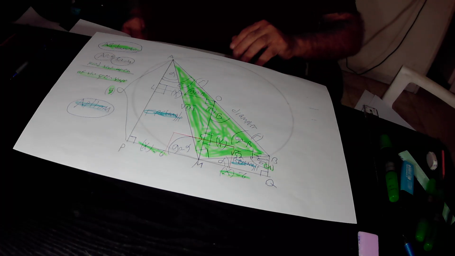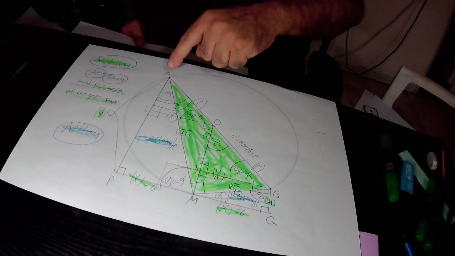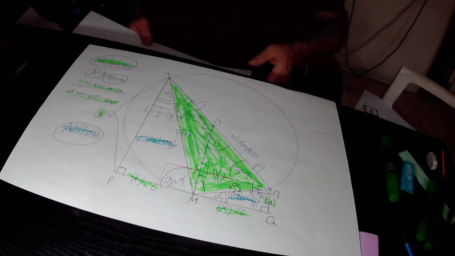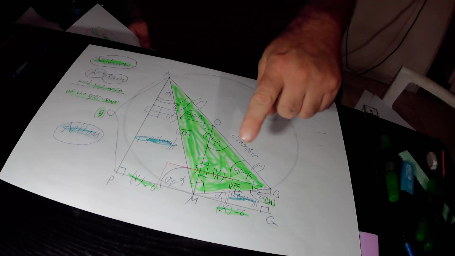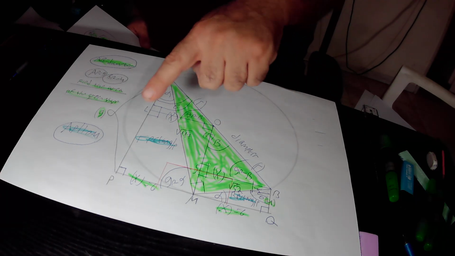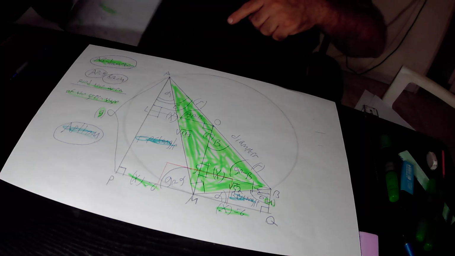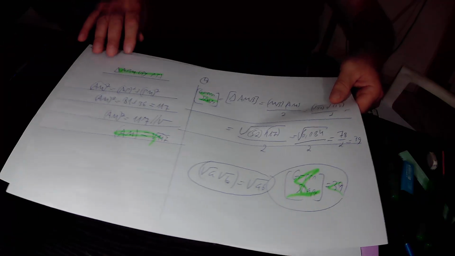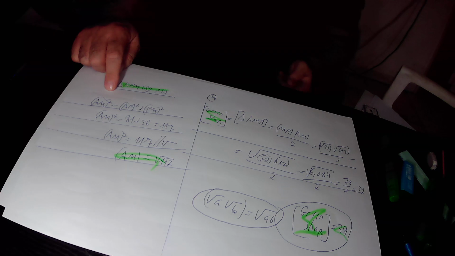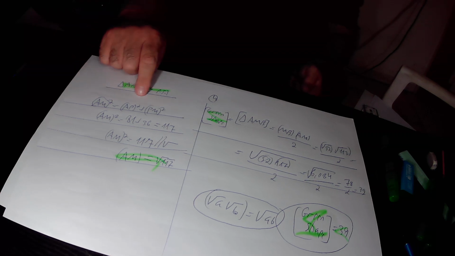In the next step, we implemented the Pythagoras theorem in this right big triangle APM. According to the Pythagoras theorem, in this right triangle APM, AM squared, that is the square of the hypotenuse, equals AP squared plus PM squared. Again, in the right big triangle APM, AM squared, that is the square of the hypotenuse, equals AP squared plus PM squared.